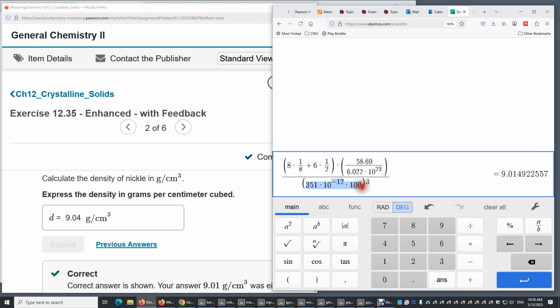The edge length is 351 picometers. 1 picometer is 10 to the power of negative 12 meters, and 1 meter is 100 centimeters. So this is the setup, and this value 9.01 is in gram on top and cubic centimeter on the bottom.